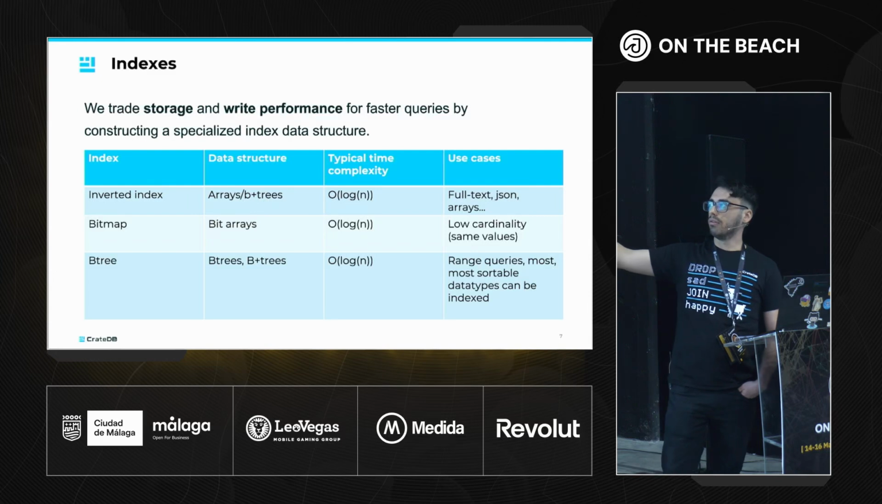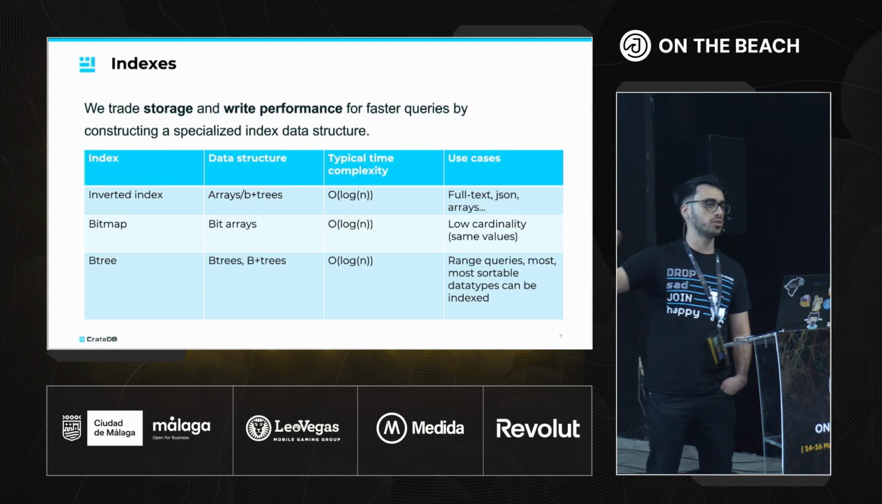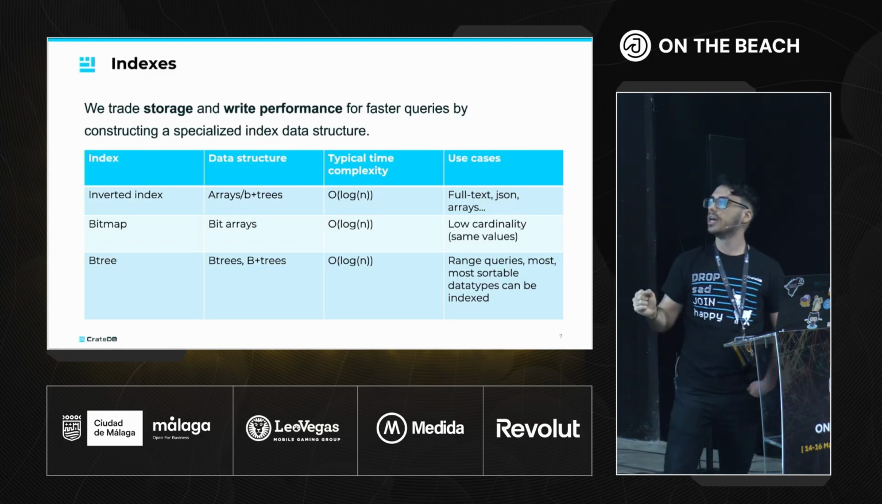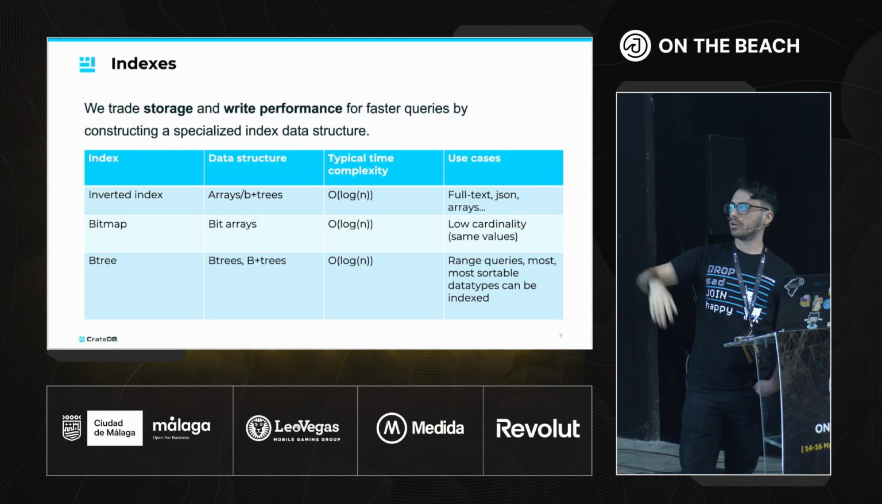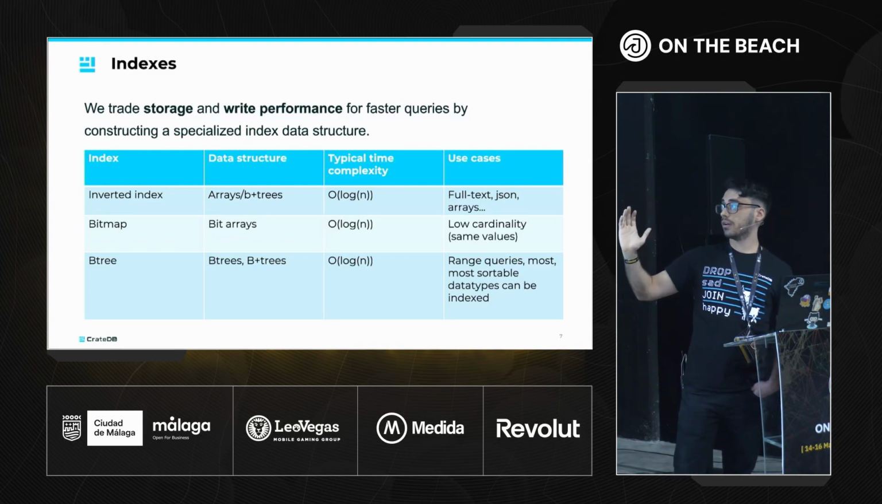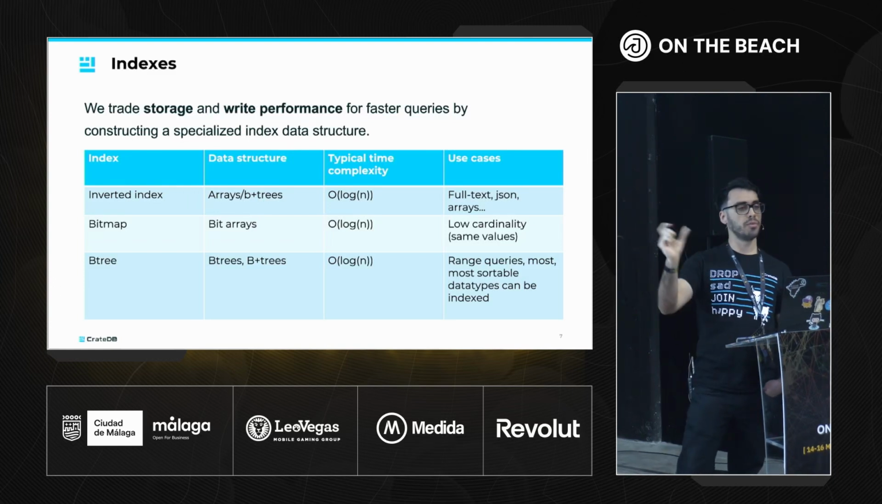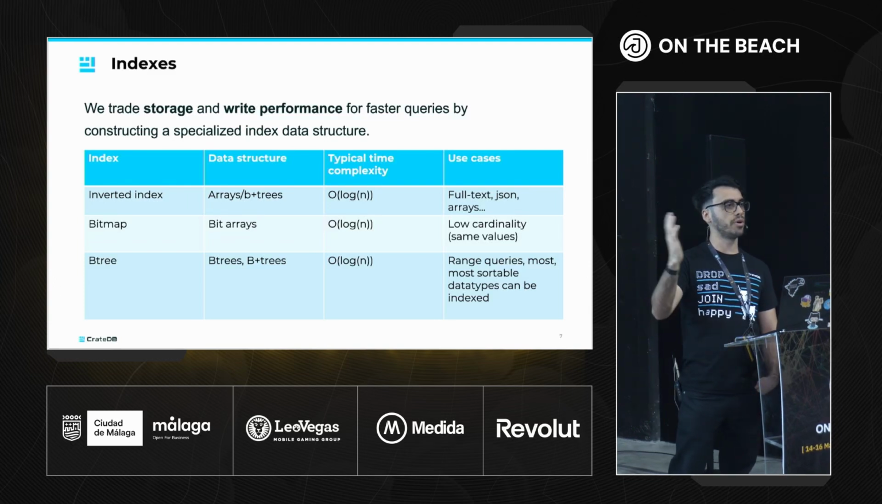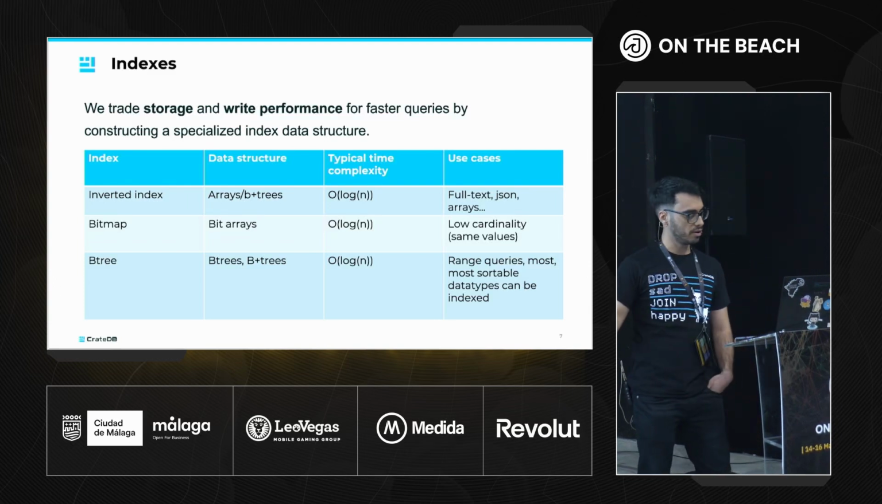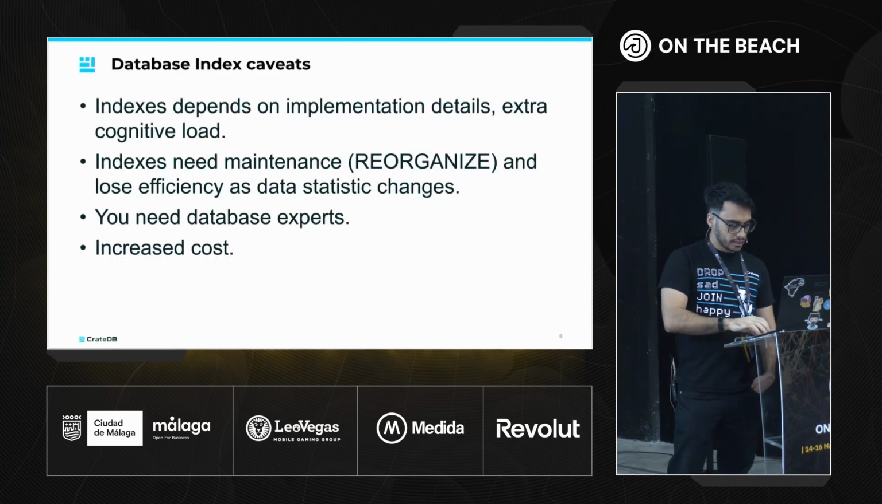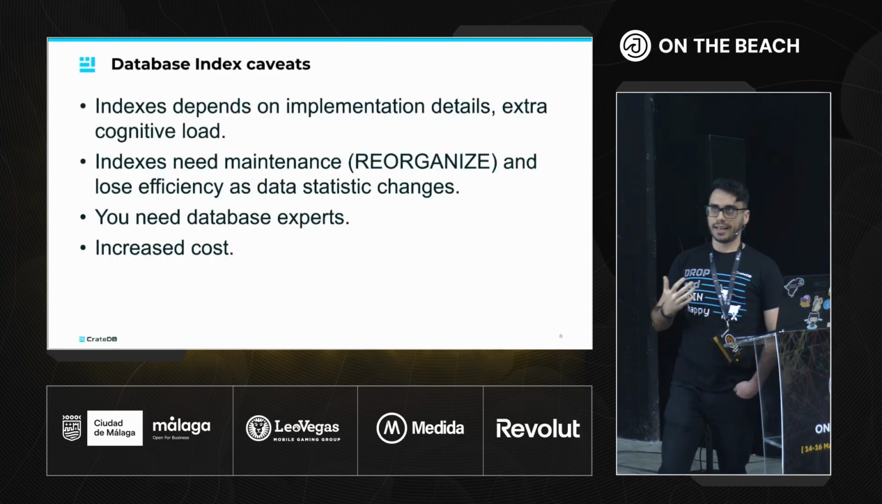These are some very common index structures. For example, there is the inverted index that we often use in full text search, and the bitmap, which is amazing for low cardinality values like true or false, sex, age. And then there is the B-tree index, which uses the B-tree and B+tree data structures. This is probably one of the most used indexes across all databases. If you have a data type that you can compare, you can just index it with a B-tree.